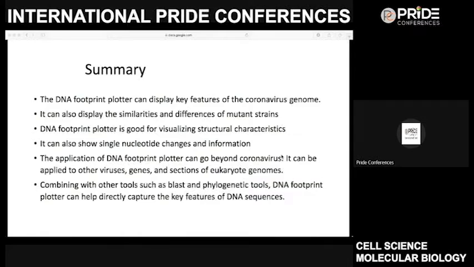Now, let's summarize what I've been studying. The DNA footprint plotter can display key features of the coronavirus genome. It can also display the similarities and differences in mutant strains. The plotter is good for visualizing structural characteristics. It can show single nucleotide changes and information. And if we look at applications, it can go beyond coronavirus, and we can apply this to other viruses, genes, and sections of eukaryote genomes. If we combine the plotter with other tools such as BLAST and phylogenetic tools, the DNA footprint plotter can directly capture the key features of DNA sequence.